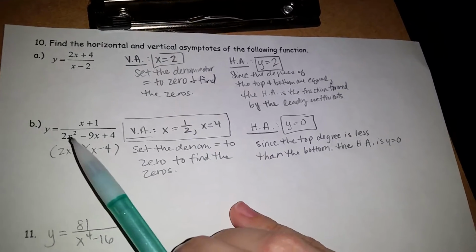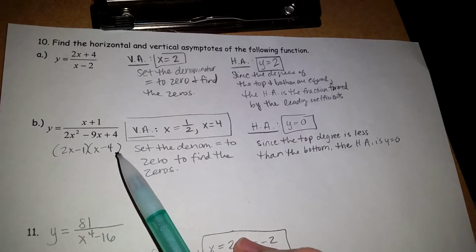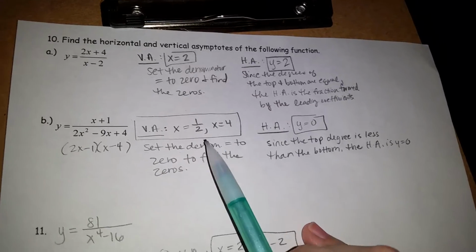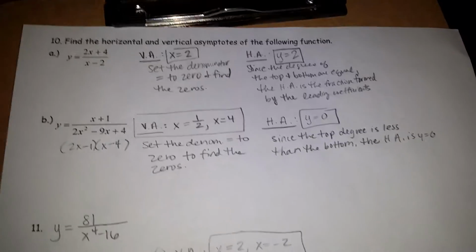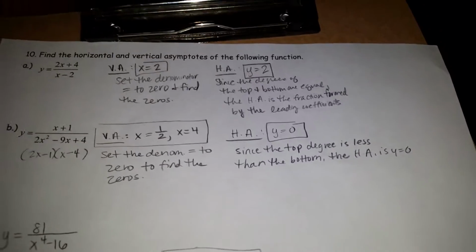Okay, so vertical asymptotes for both A and B, you're going to set the denominator equal to 0 to find the zeros. For B, you're going to have to factor the denominator and then solve, and you'll get x equals 1/2 and x equals 4. Now for the horizontal, you are going to use your rules.